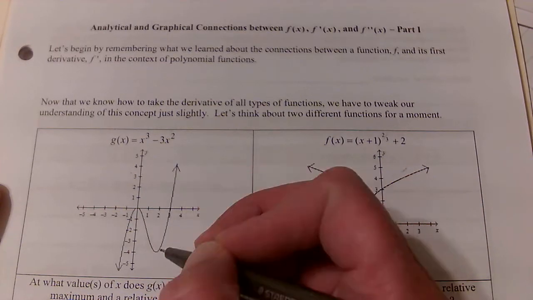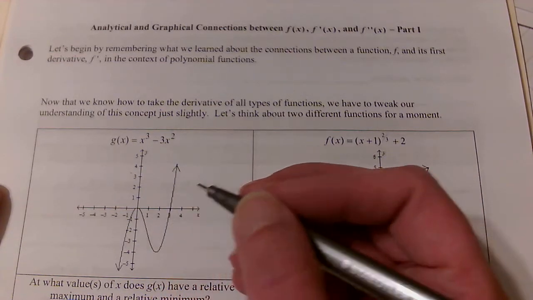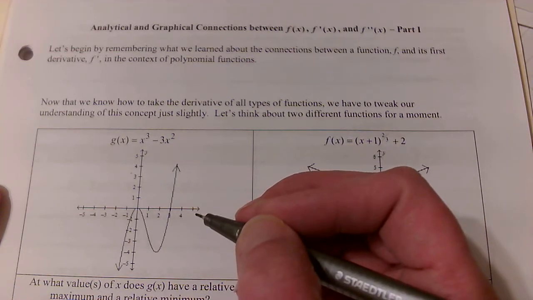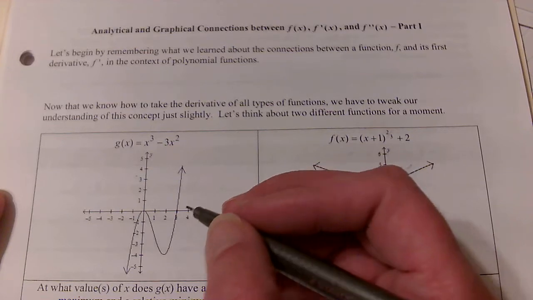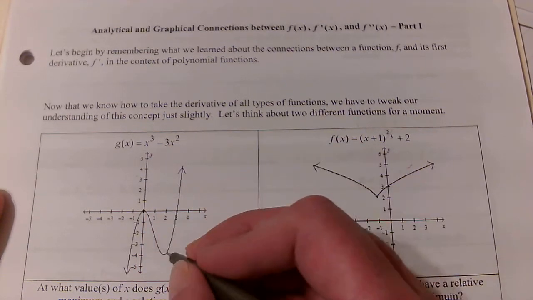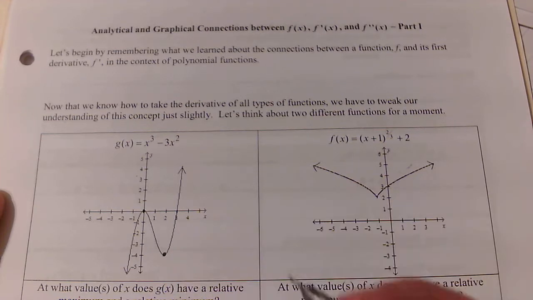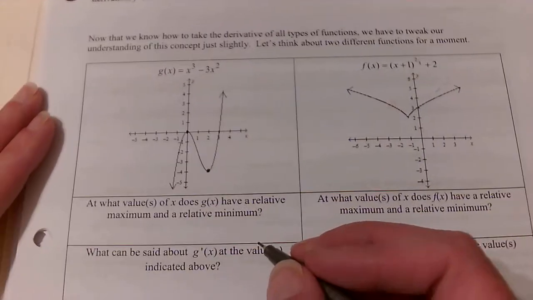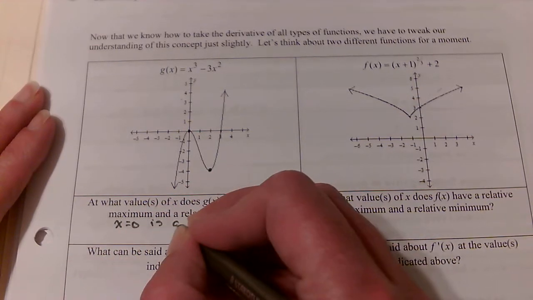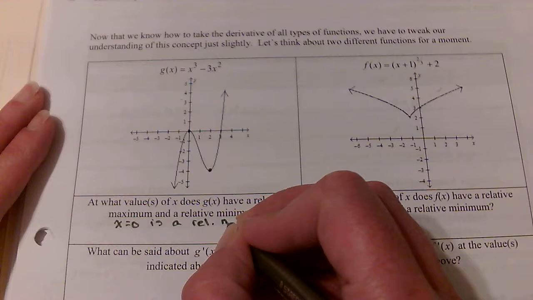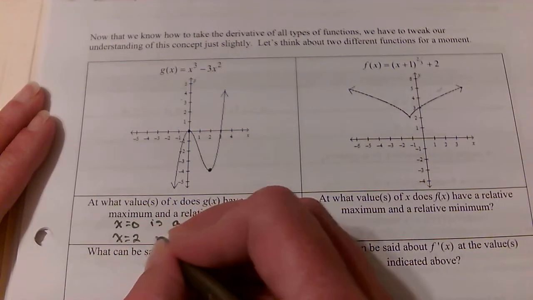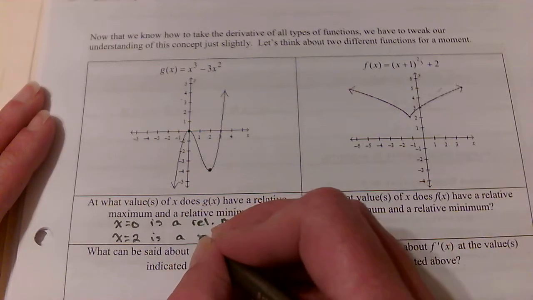So looking at this polynomial, at what values of x does g of x have a relative maximum or a relative minimum? So we see the points. There's a max and there's a min. So we would say x equals 0 is a relative max and x equals 2 is a relative minimum.